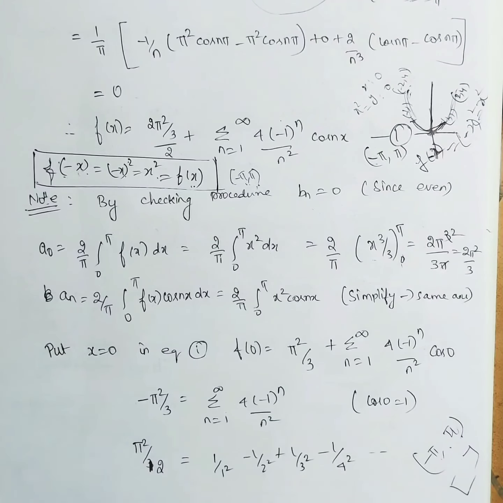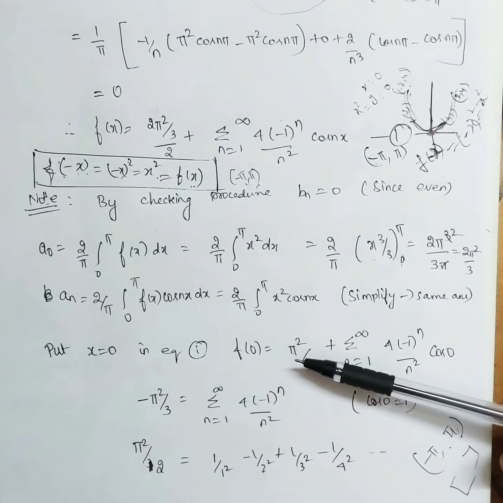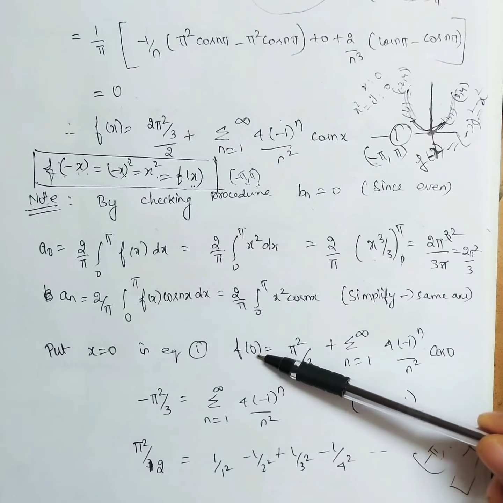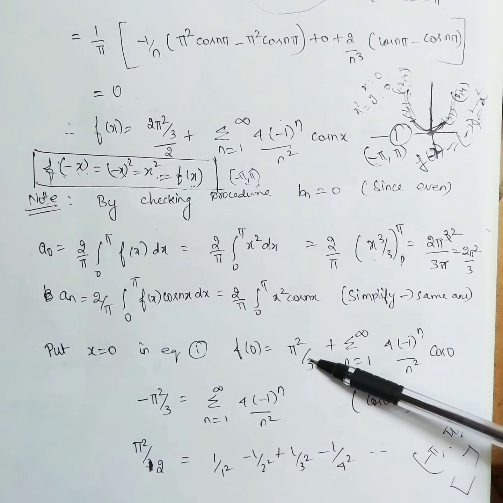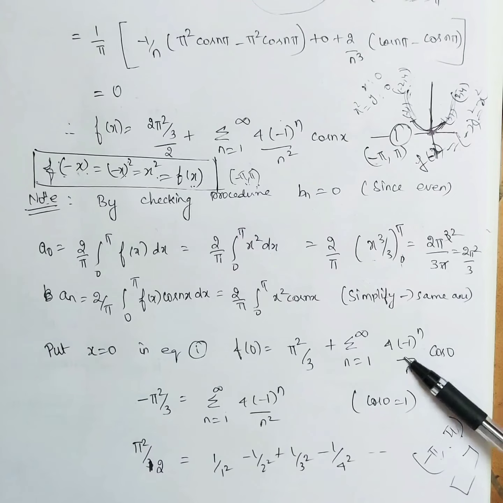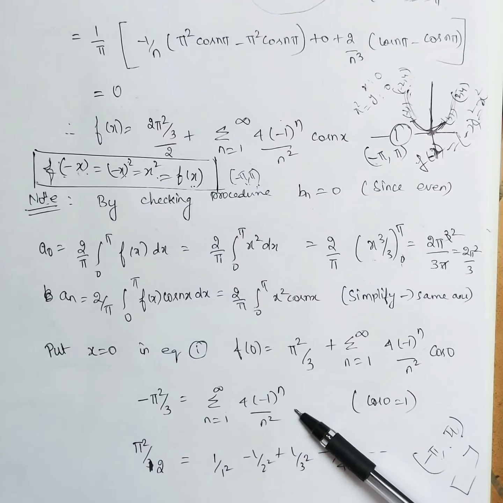So I have to choose any value in between minus pi to pi and substitute in the equation to get the desired result. So here I am choosing 0. Now you will get a doubt why we have to choose 0. We will do more problems to get an idea about it. So put x as 0. So f of 0 will become 0. And here pi square by 3 is just a constant. Summation n equal to 1 to infinity 4 into minus 1 power n by n square cos nx, right? Cos 0, what is cos 0? 1.